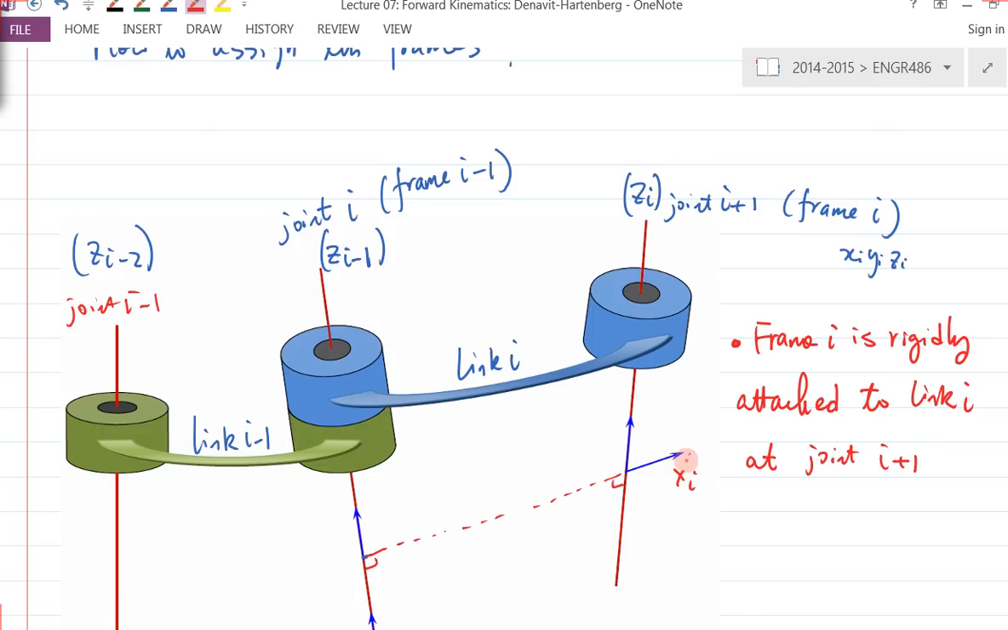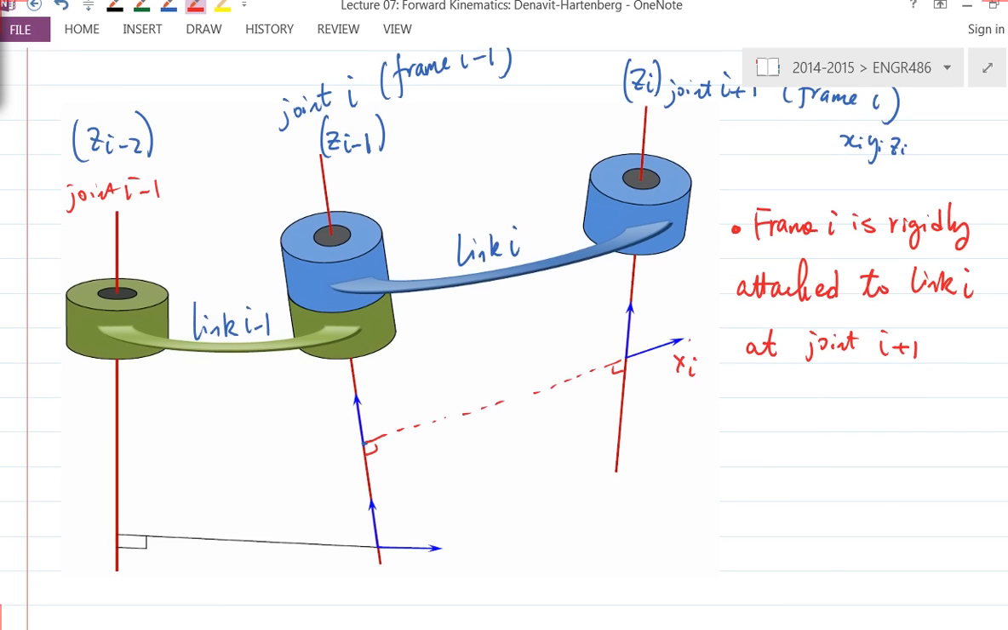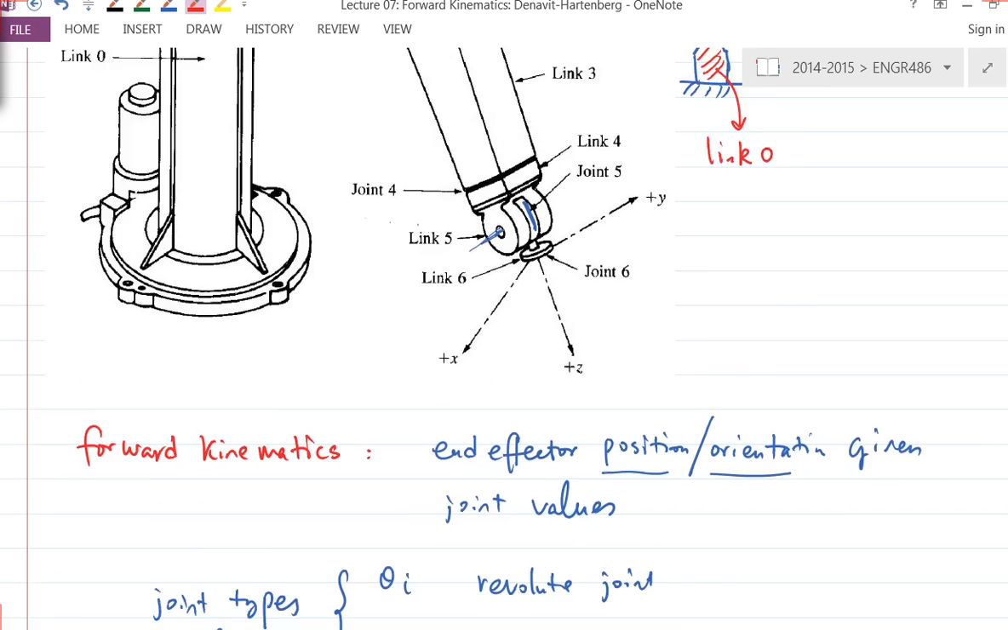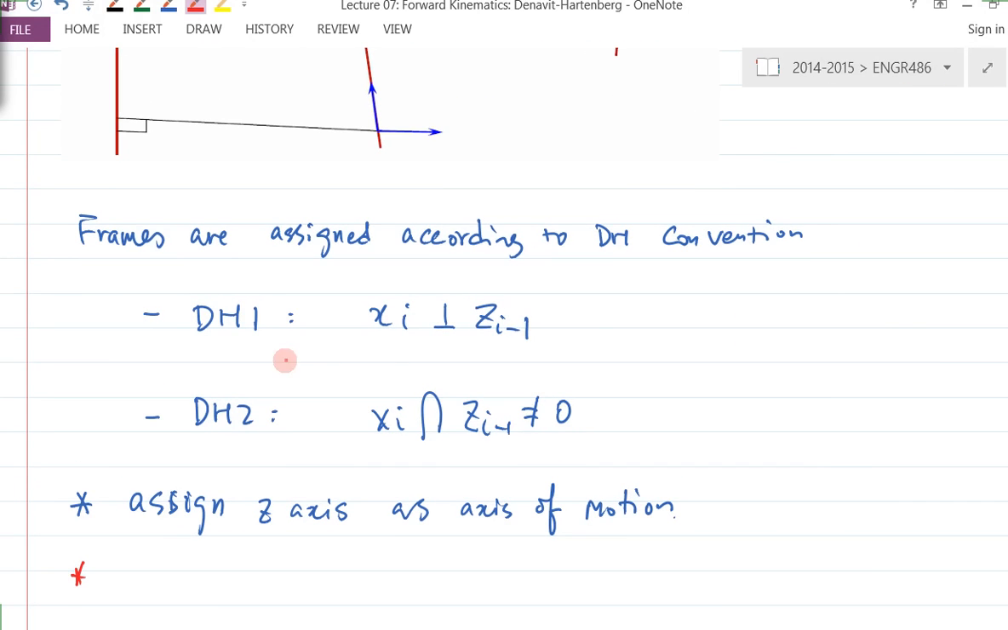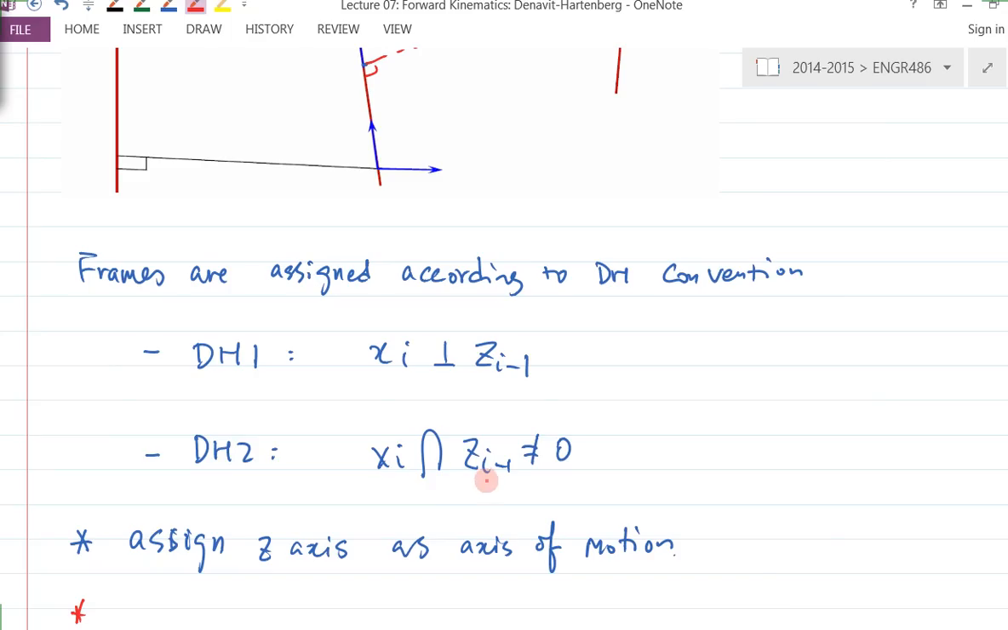Remember the DH1 constraint. What's the constraint? Xi needs to be perpendicular to Zi minus 1, and Xi needs to intersect Zi minus 1. It doesn't necessarily need to be perpendicular to Zi. Oh yeah, of course, that's DH1. Here: this one has to be perpendicular to Zi minus 1, and this one has to intersect Zi minus 1.